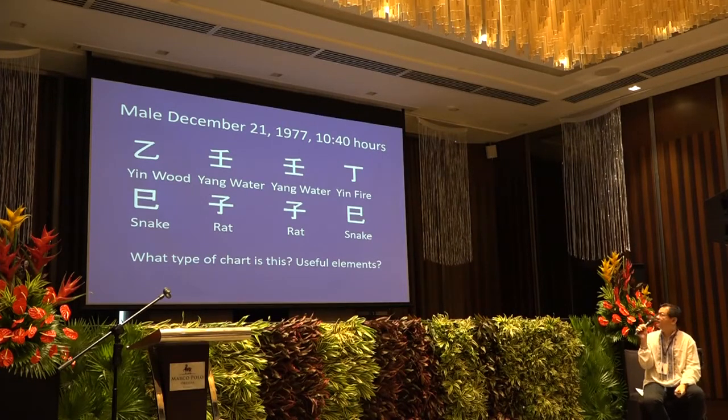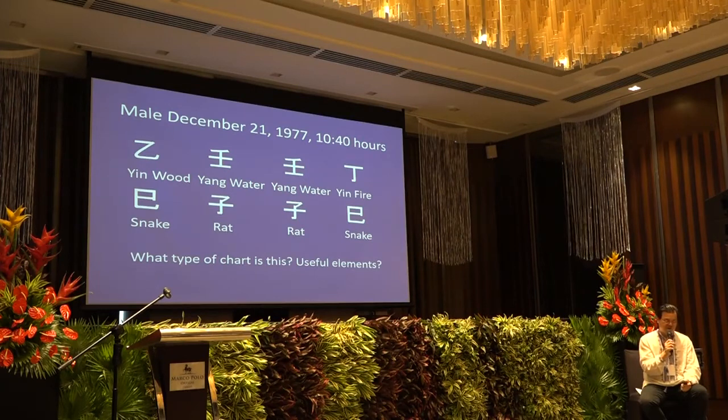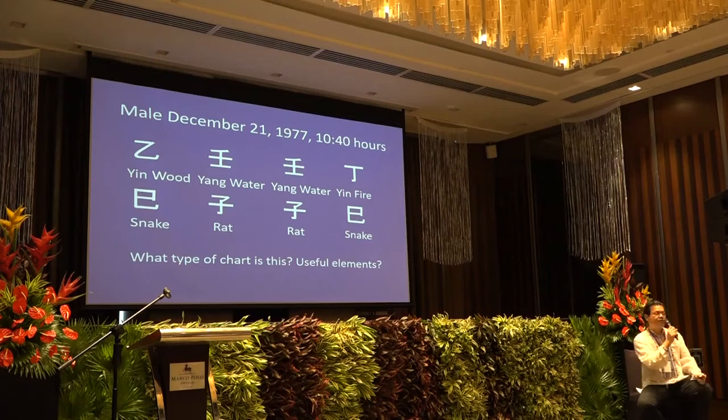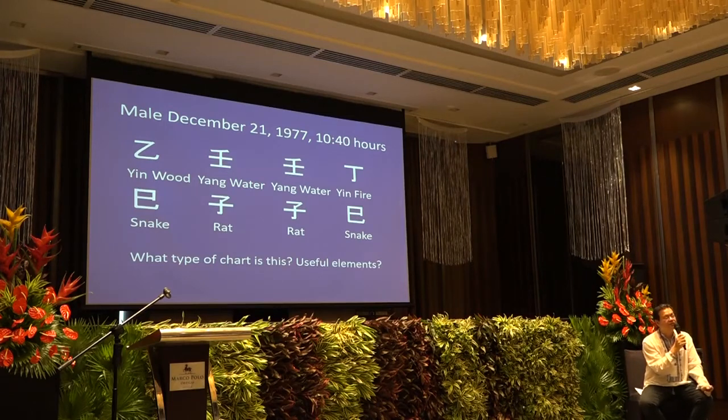So what type of chart is this and what are the useful elements? Like Luis Fonsi's chart, there is no combination, so don't panic. Alright, there is a pattern here. What do you see as the most prominent element? You have the rat, you have 2 rats. That's a lot of water, but there's no 3 harmony combination as listed on page 2.